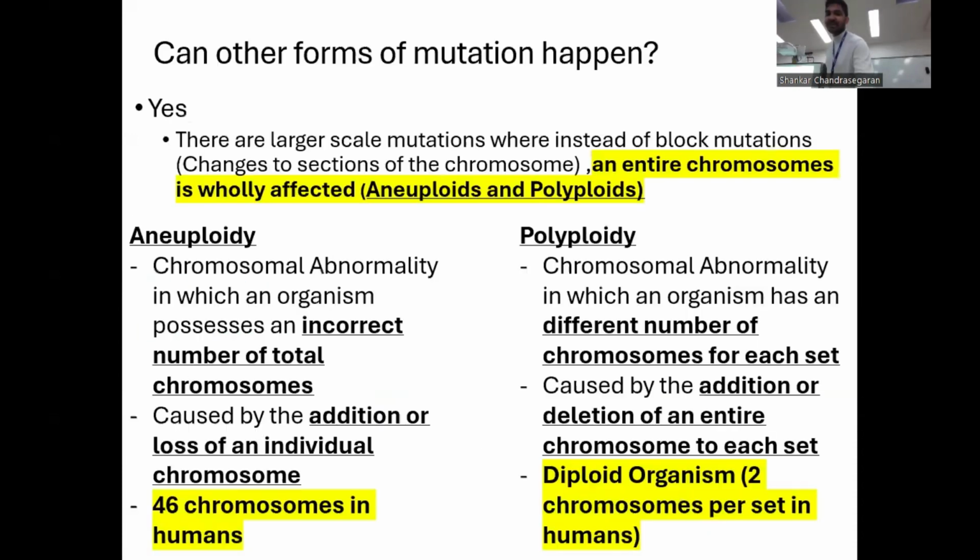So for human beings, I've told you, right? All of us have 2 copies of each chromosome. That's why we are referred to as a diploid organism. When there's only 1 copy of a chromosome, that is called haploid. When it's 2 copies of a chromosome, that is called diploid.